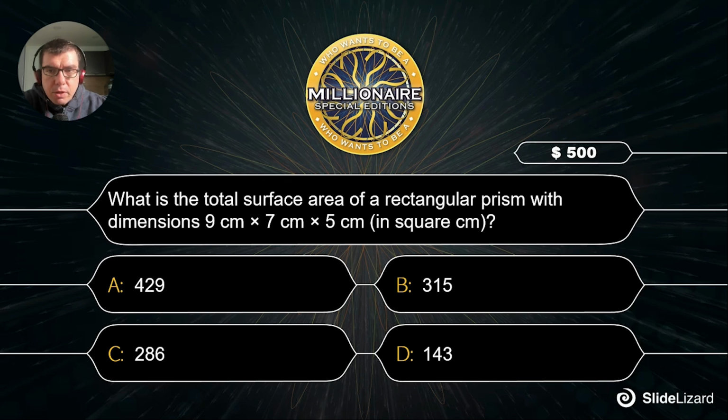So let's begin with the first problem. What is the total surface area of a rectangular prism with dimensions 9 centimeters, 7 centimeters and 5 centimeters? As you know, the prism has three dimensions: length, width and height. So given the problem, we assume that the length of the base is 9, the width is 7 and the height of the prism is 5. Okay, think about it, 5 seconds, and let me know what you think is the answer.